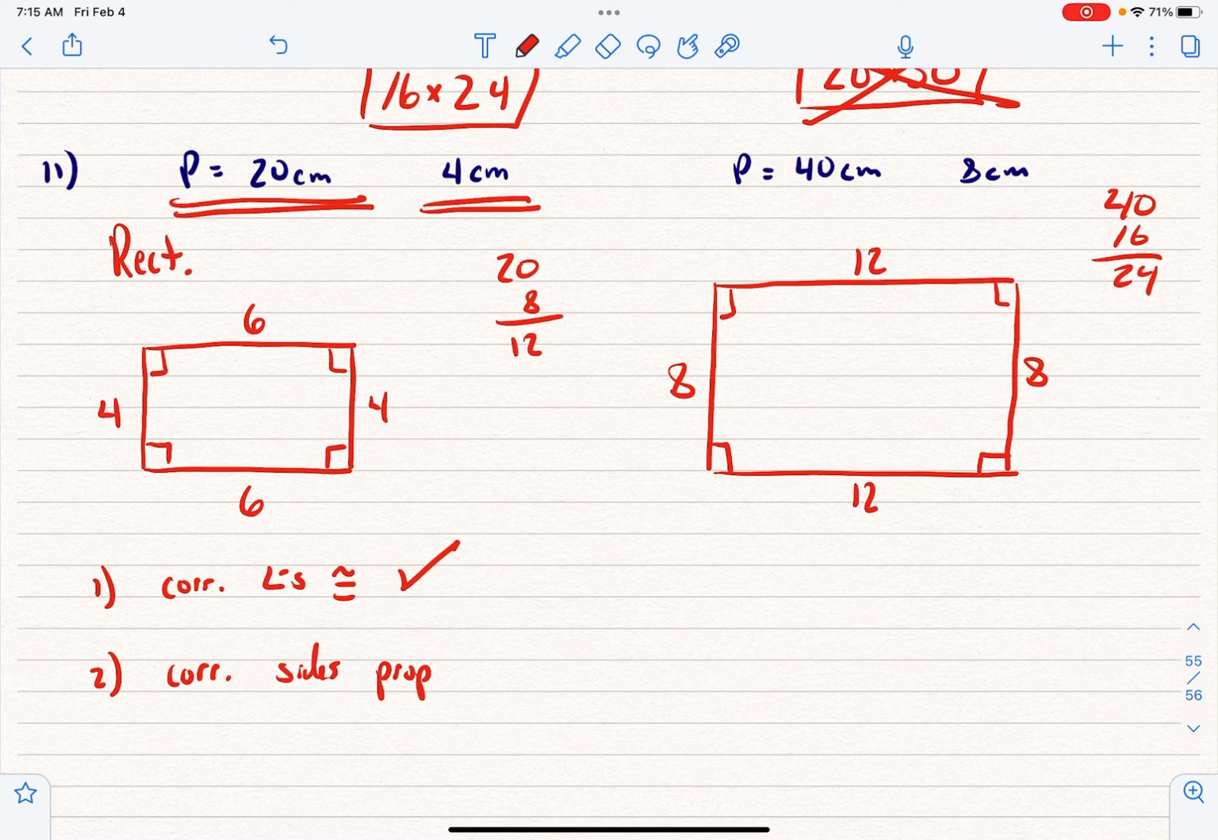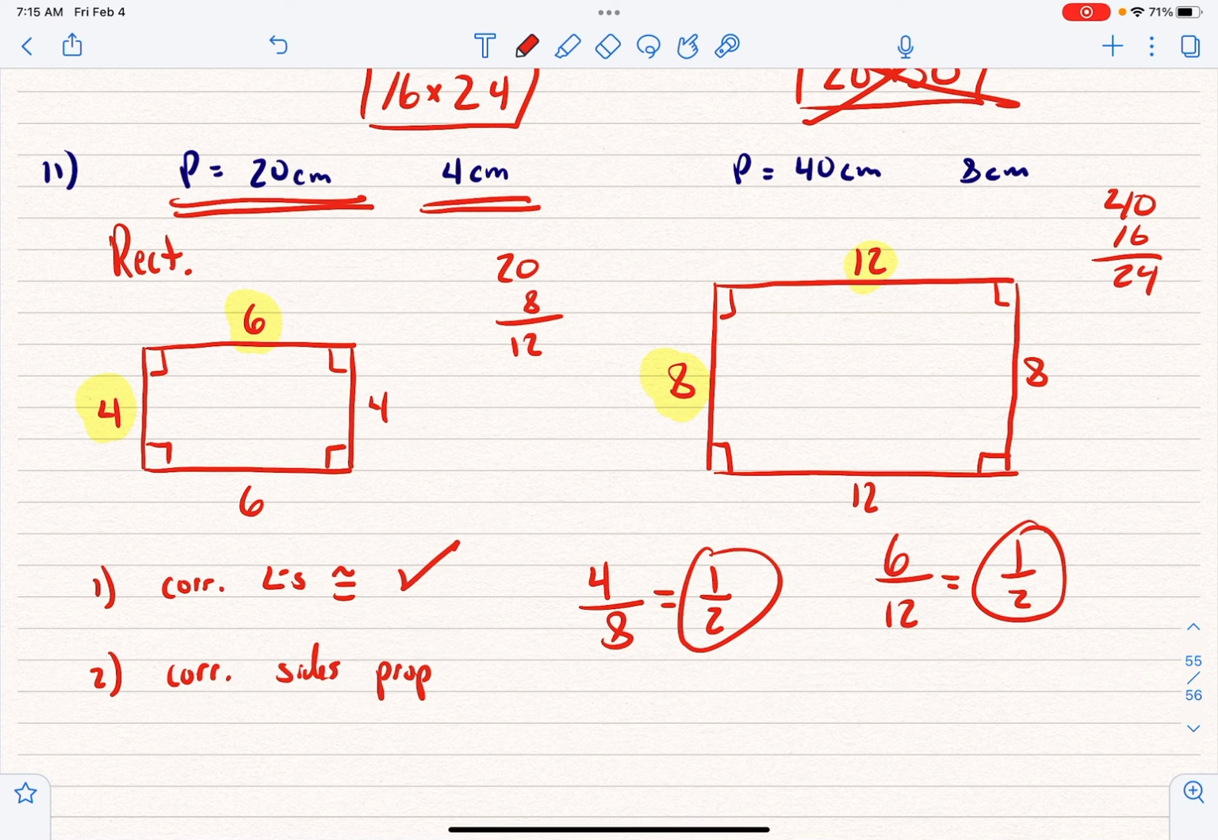So we say, okay, what is 4's relationship to 8? Well, that's easy. 4 over 8 reduces to 1/2. And then I say, well, what is 6's relationship to 12? Well, 6 over 12 reduces to 1/2. So it's the same proportion, the same ratio. So the sides are proportional.